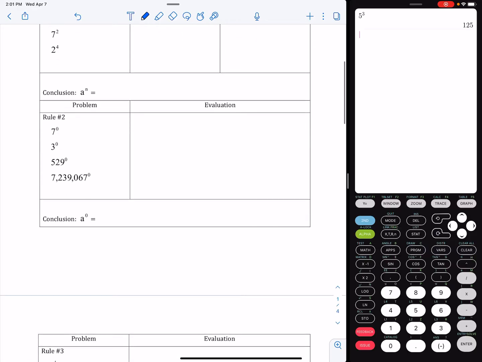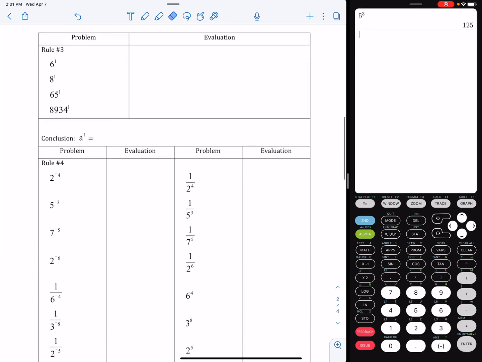Now for rule number 2, you'll notice that each one of those is to the 0th power. So you'll type in the same thing, but this time I'm not looking for any factors, I'm just looking for an evaluation. All I want you to do is type it in, get an answer. Type it in, get an answer. And then see if you can write a sentence about what a to the 0th means.